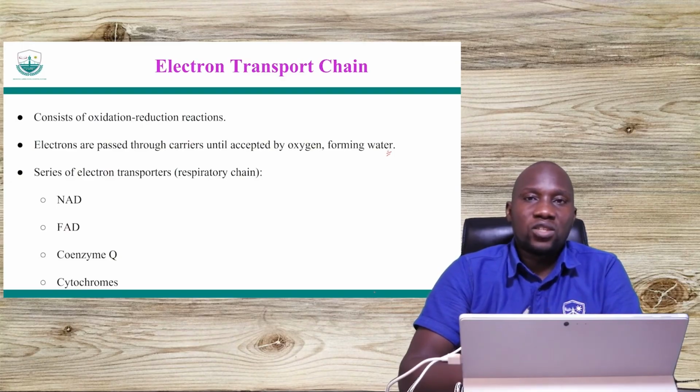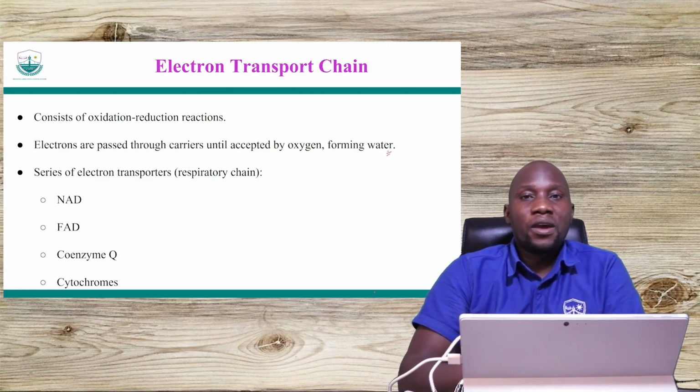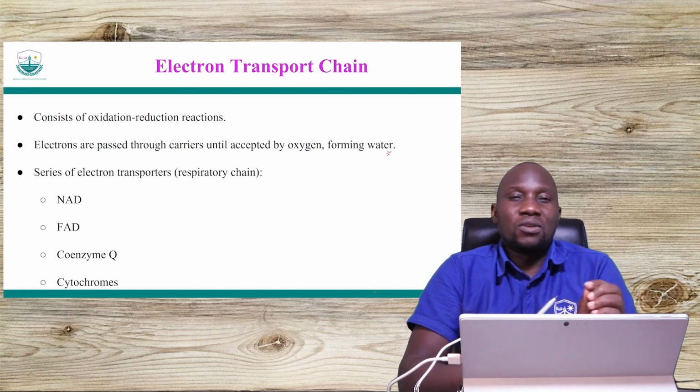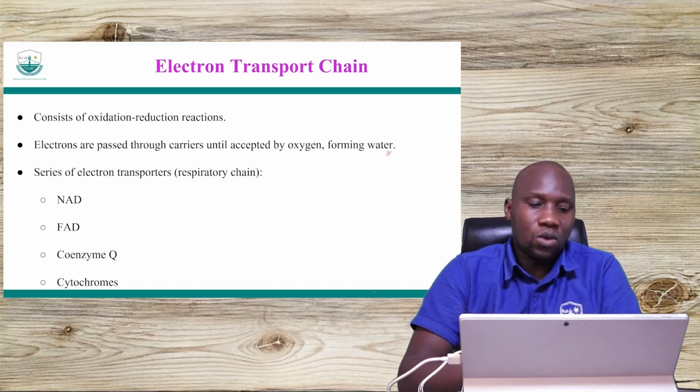And what are the things carrying these electrons? Remember the two that we have just talked about. Okay, the nicotinamide adenine dinucleotide, then the flavin adenine dinucleotide. Those ones you already know. They come from other processes. That is the Krebs cycle and also glycolysis. That's where you get these reduced versions of these molecules.